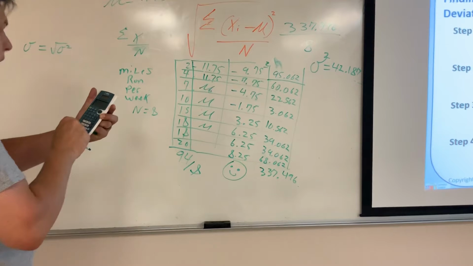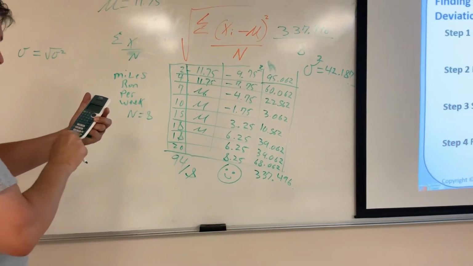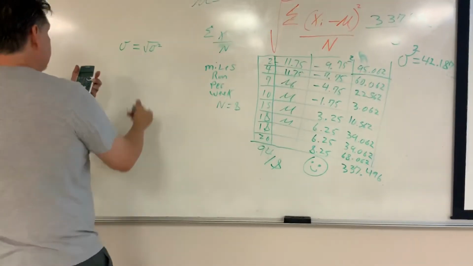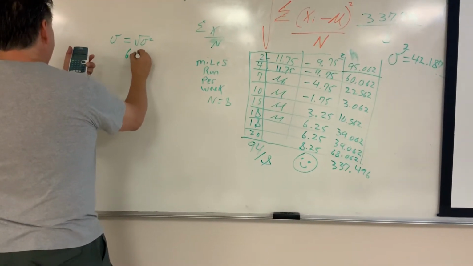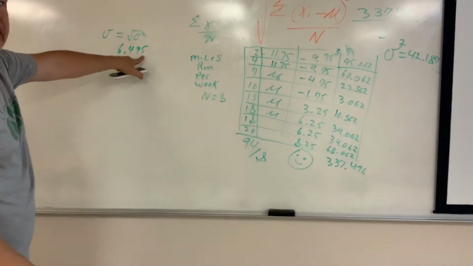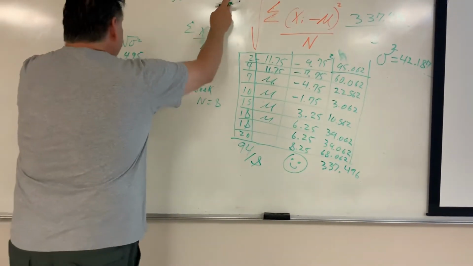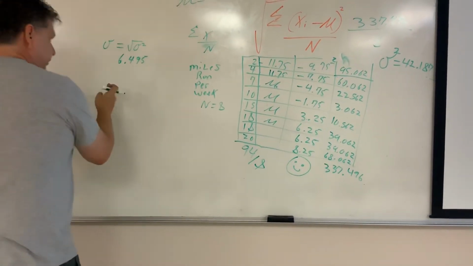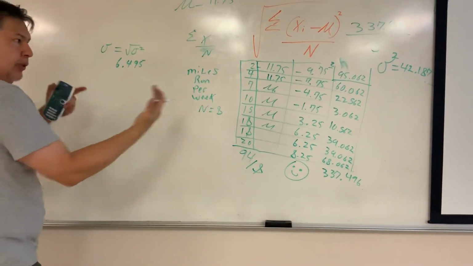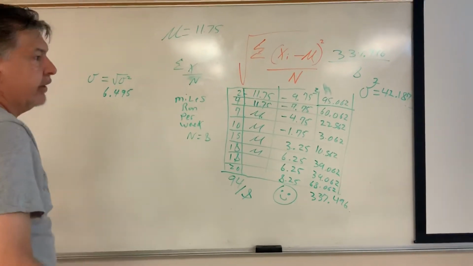Okay, maybe I have to do that first. Square root of 42.187. There we go. So that shrinks that score down to give me a standard distance from the mean, which is going to be 6.495. So I have 6.495 standard deviations from the mean of 11.75. So what that tells me is I have that standard distance that will encapsulate or incorporate all the data that we're talking about. So that's the standard deviation. That's how to come up with it.